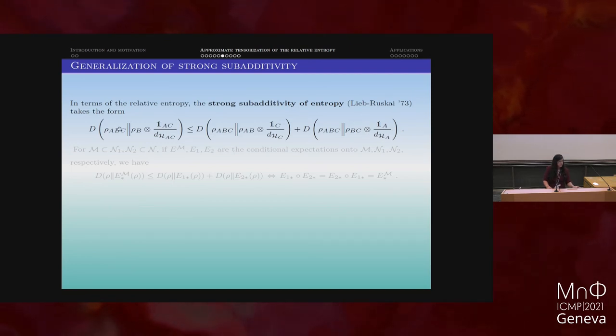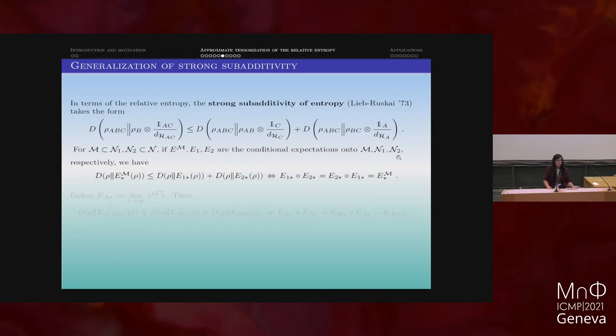And then what we can do is instead consider a family of four different von Neumann algebras of this form, so that M is contained in the intersection of N1 and N2, and both of them are contained in N. And now if we denote by EM, E1, and E2 the conditional expectations onto these three subalgebras, then essentially the inequality above can be rewritten as the inequality that I have here. And this holds if and only if we have what we call the commuting relation, which is the fact that if we compose E1 with E2 and reversely, both of them coincide with the conditional expectation onto the intersection of both of them.